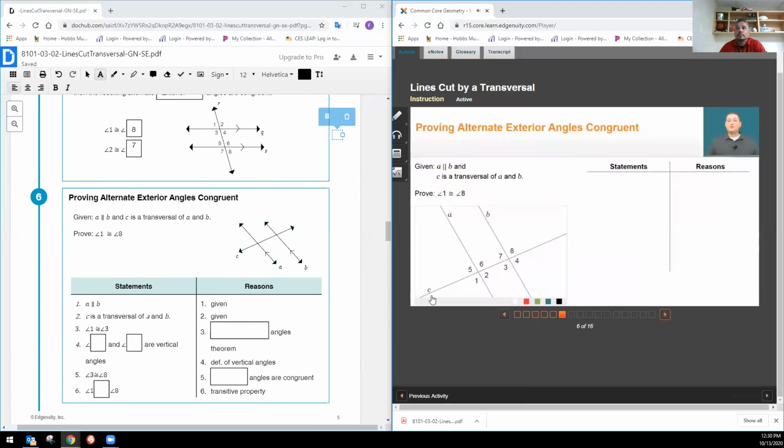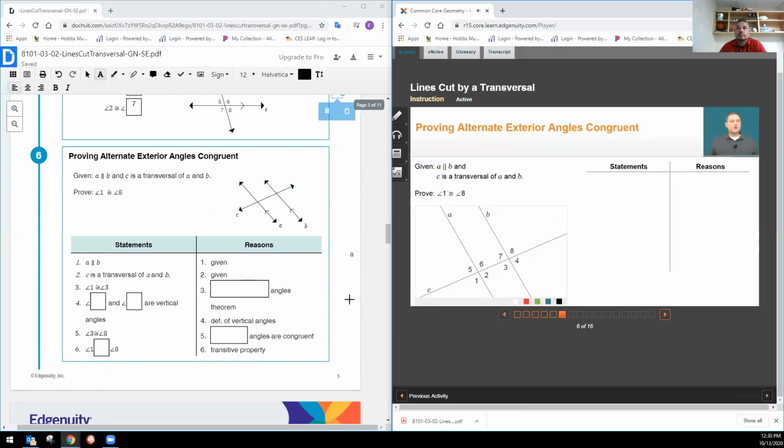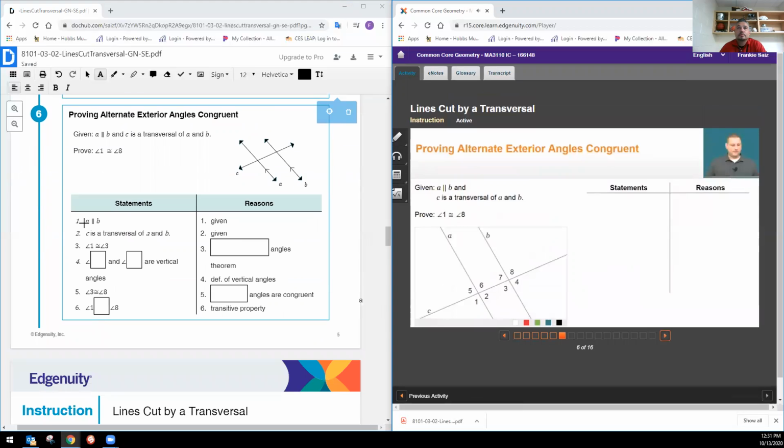Let's go ahead and prove that alternate exterior angles are congruent. In order to do that, let's start with what we were given. We're given that two lines A and B are parallel to each other. So let's go ahead and mark that on our diagram with arrows. Given. I'm also given that line C is a transversal of lines A and B, forming these 8 numbered angles that I see.